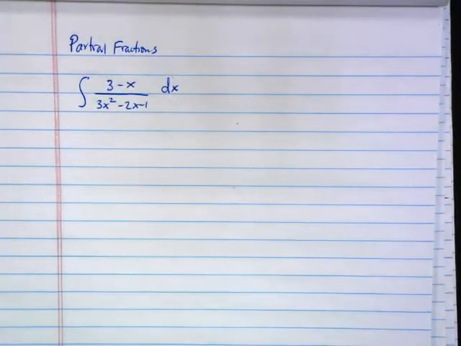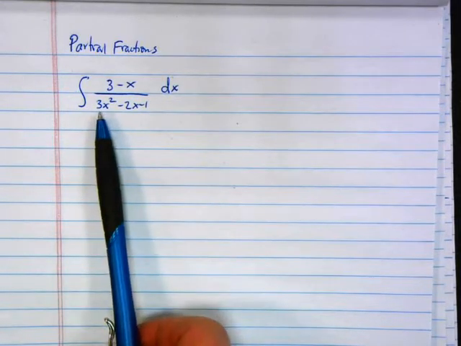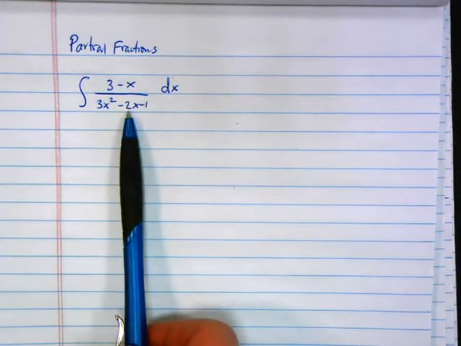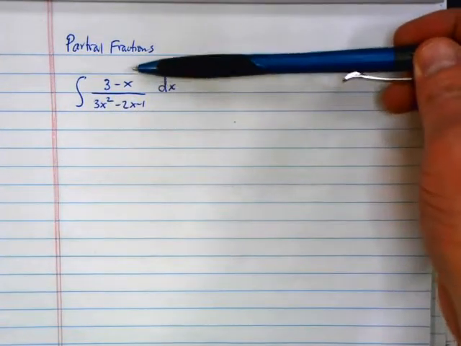So there's a fraction. The first thing I would still try is to use u substitution. Can I use u substitution? What would u be? The bottom. So if u is the bottom, I take the derivative and I'm going to get 6x minus 2. Can I get a 6x minus 2 out of my top?